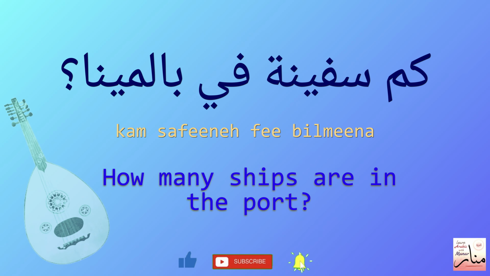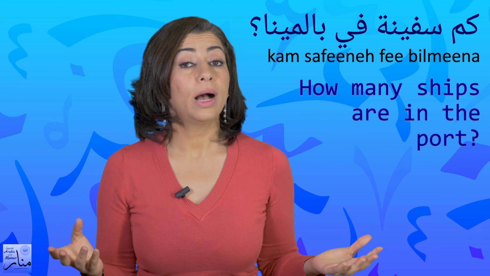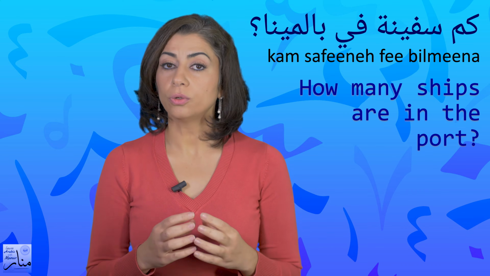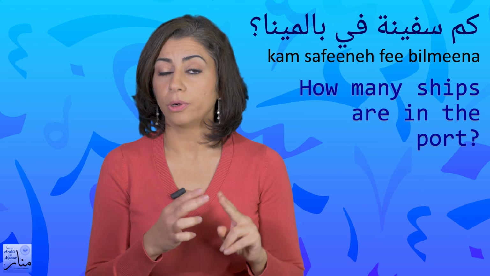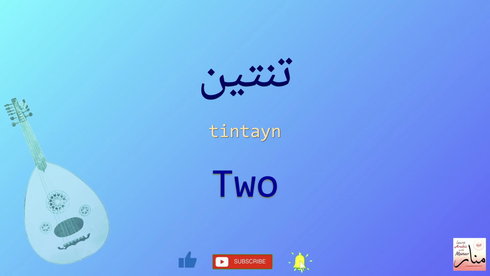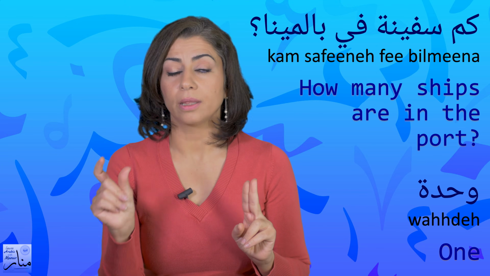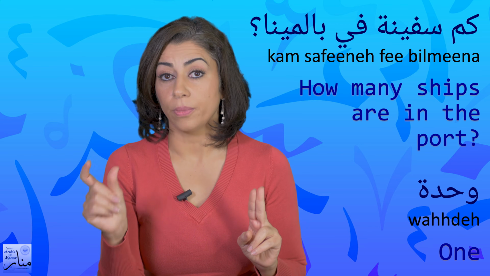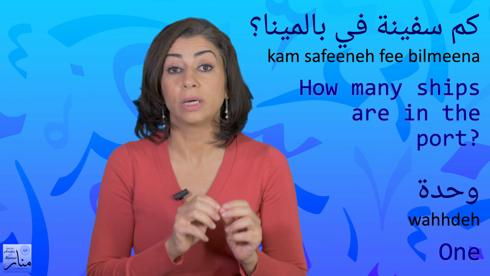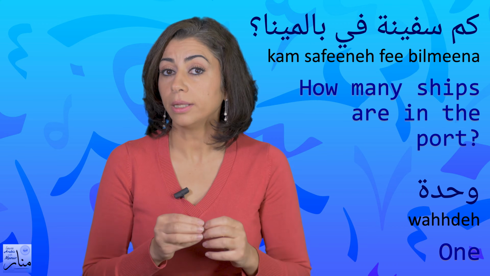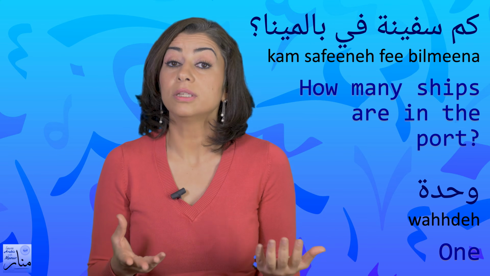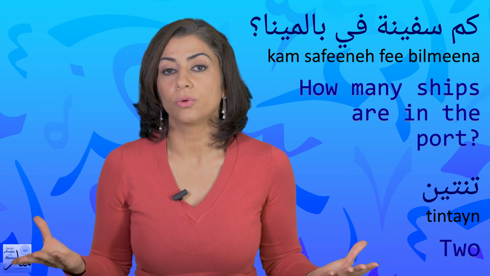So for example, if someone asked you how many ships are in the port, كم سفينة في المينا, you have different choices to answer. You could just mention the number واحدة, تنتين, one or two. Here you have to use the feminine because the سفينة that they are asking you about is feminine. So you have to match the gender. You have to say واحدة, or you could answer تنتين, depending on what's your answer.